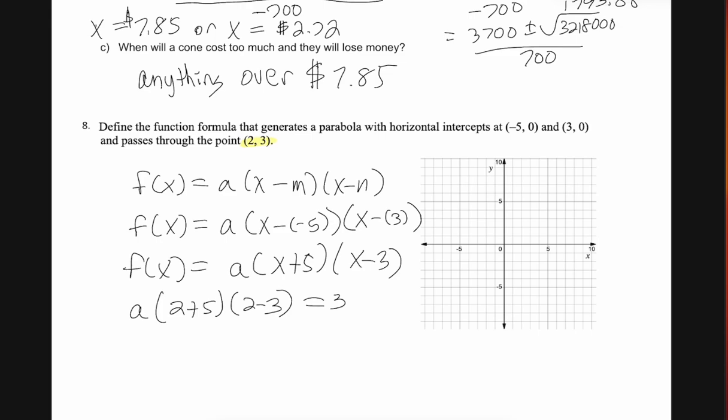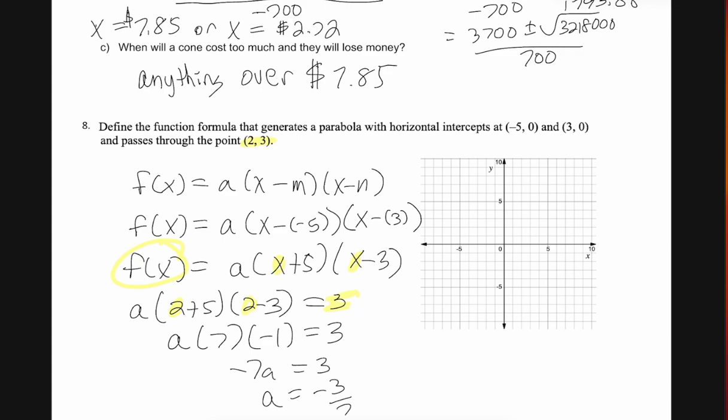Okay, so look what happened. When I plug in 2, I better get out 3. Do you see how our only variable is a? This will allow us to solve for a. Then we've got our equation. Then we're good to go. So this is a times 7 times -1 has to equal 3, or -7a has to equal 3. So now we know what a is if we just divide by -7. So a is -3/7.